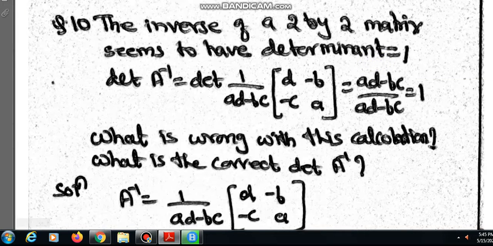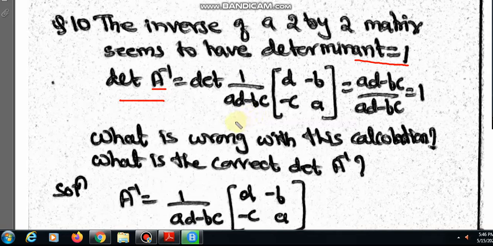So another problem you can look at here. The inverse of a 2 by 2 matrix seems to have the determinant equal to 1. So you have a 2 cross 2 matrix whose determinant is equal to 1. They are asking that the determinant of A inverse should be equal to the determinant. A inverse is what? Just substitute the A inverse.